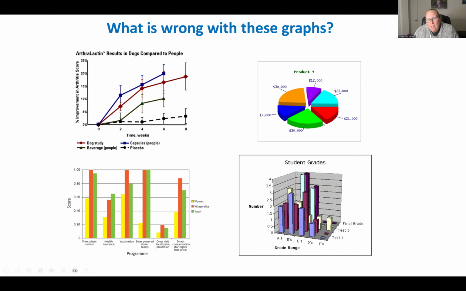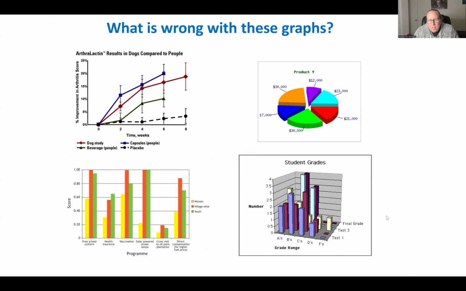Product Y and different amounts of money, no idea what this means. That's not a great graph. Down here, women, village elite, and youth from different programs and their scores. So this should be a scatter plot instead of a bar chart.